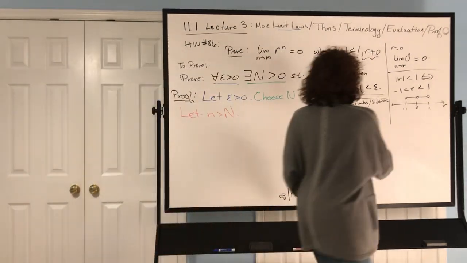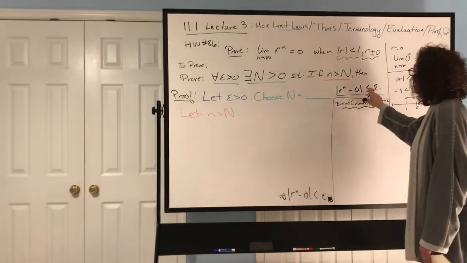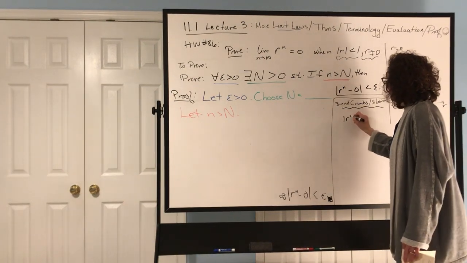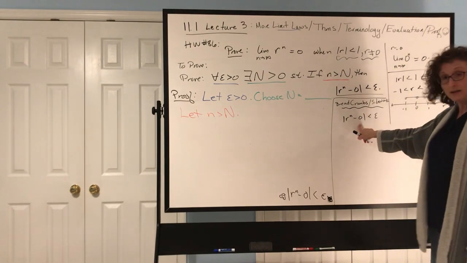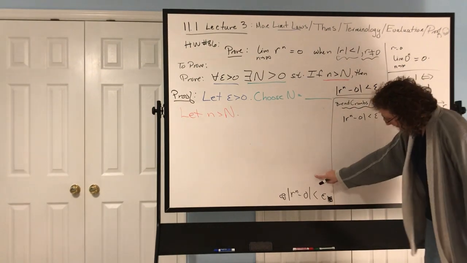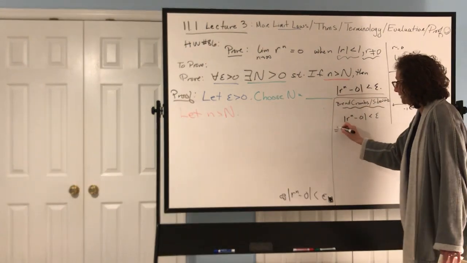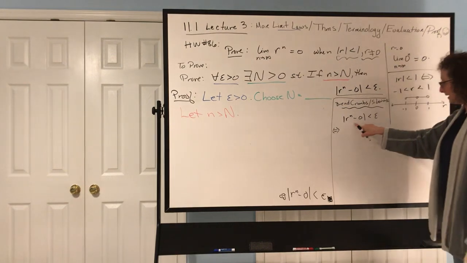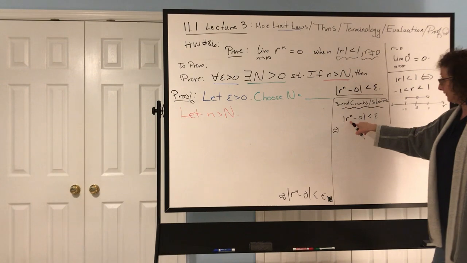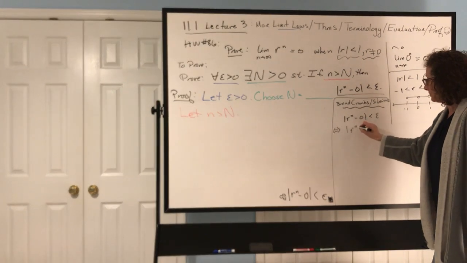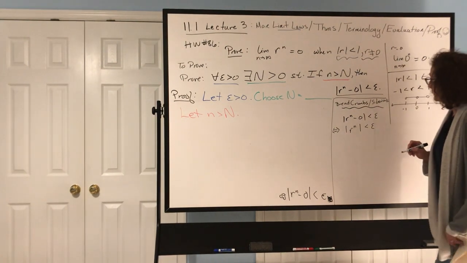How are we going to fill in the middle? We're going to lead ourselves there. So let's look at this expression. We've got the absolute value of r to the n minus 0 is less than epsilon. That's what we're going to want as our final statement. What would have to come right before that in order to conclude that? Well, the easiest way to simplify this right now is to say the absolute value of this minus 0 is just the absolute value of that. We good? Okay, nice.